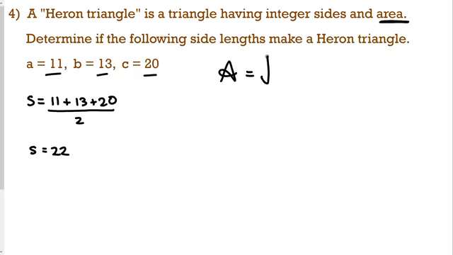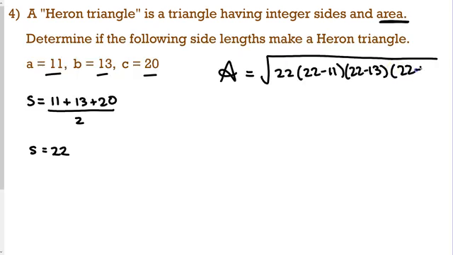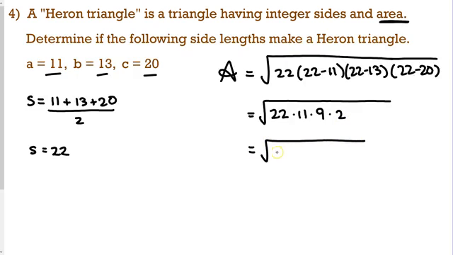Now let's find the area. The square root of 22 times 22 minus 11 times 22 minus 13 times 22 minus 20. Let's simplify this. Square root of 22 times 11 times 9 times 2. And in fact, I'm going to break 22 down into 11 times 2, and then we have times 11 times 9 times 2.